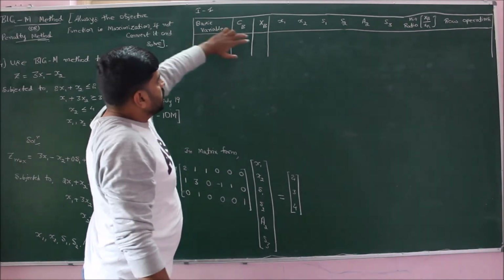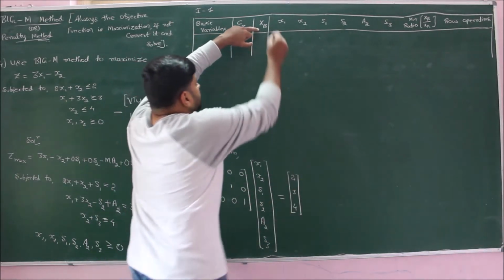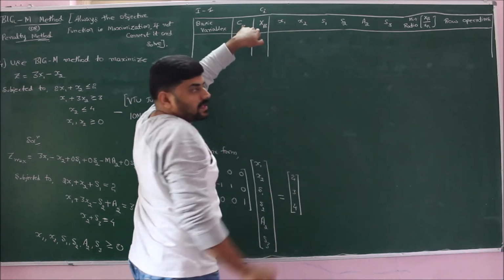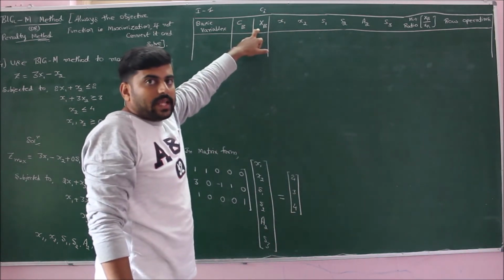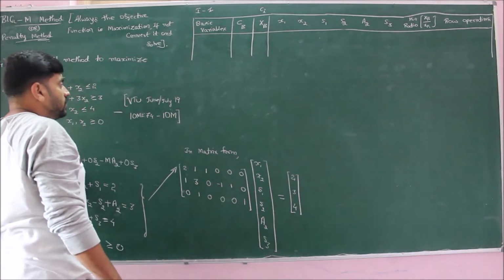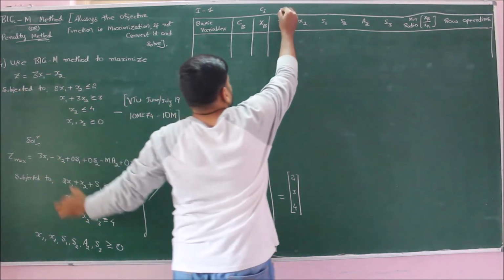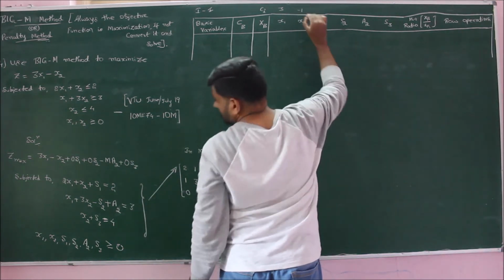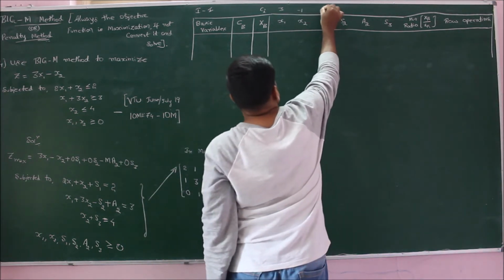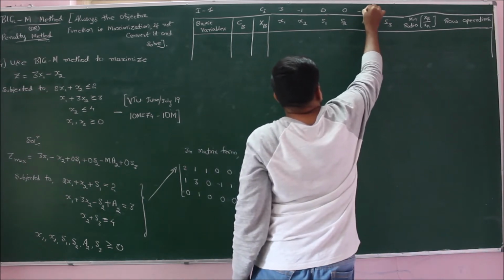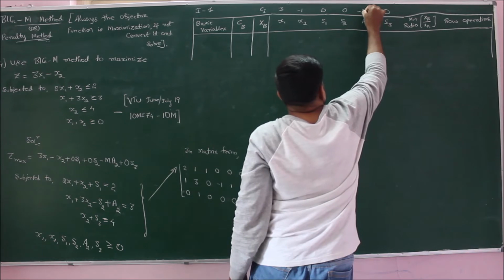Now above xb, I should write ci, which is nothing but the coefficient of variables in the objective function. So in the objective function, the coefficients of the variables are x1 is 3, x2 is minus 1, s1 is 0, s2 is 0, a2 is minus m, s3 is 0.